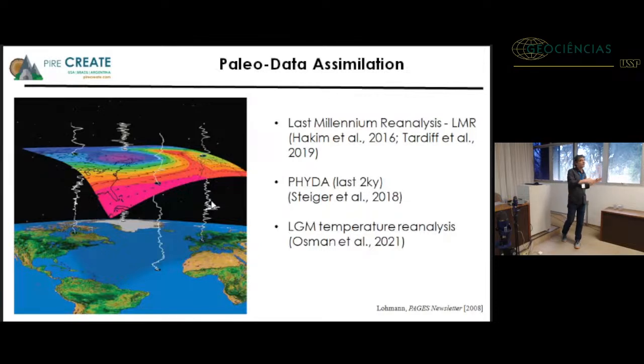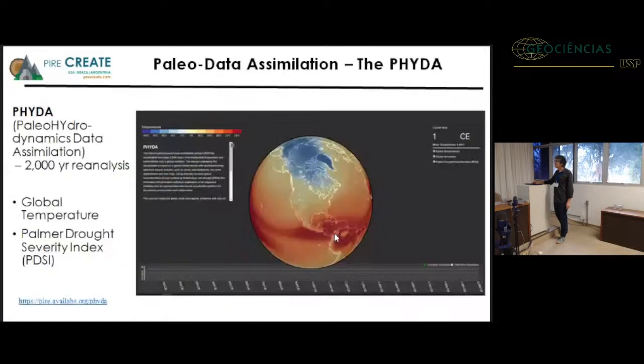But we can also do that for the paleoclimate. And there, again, there's a number of products that exist. Last millennium reanalysis, for example, the FIDA, I'm going to show you this example in just a second. This is a product that was produced as part of the PIRE project by Nathan Steiger at Columbia University. As far as temperature is concerned, we now have these paleo reanalysis going all the way back to the last glacial maximum, published a couple of years ago. So the FIDA covers the last 2,000 years.